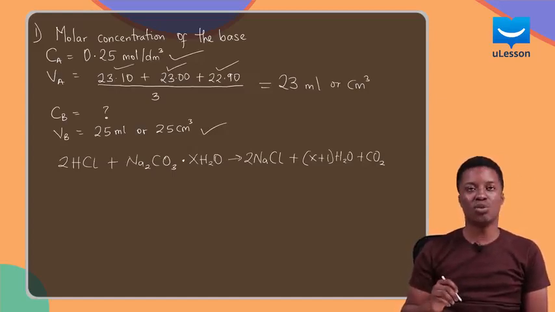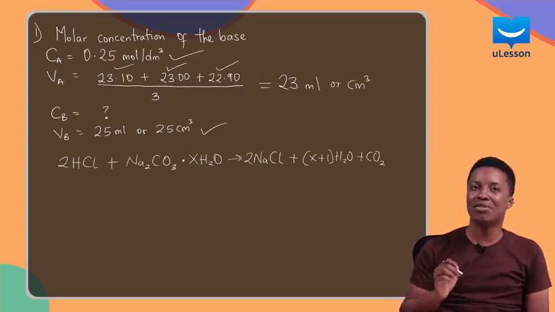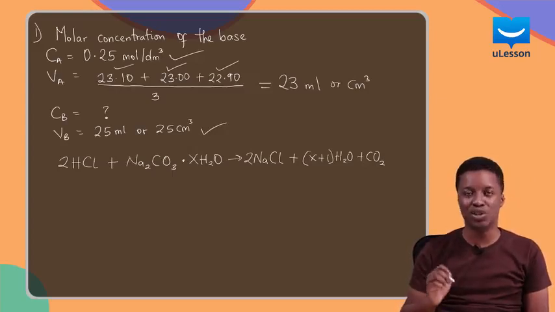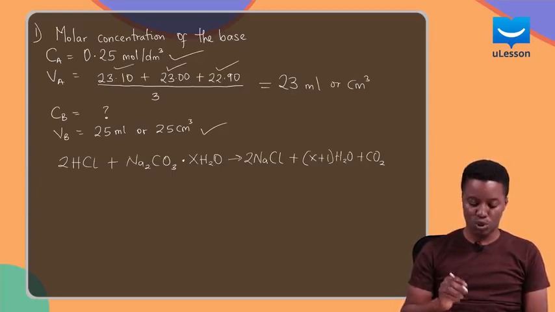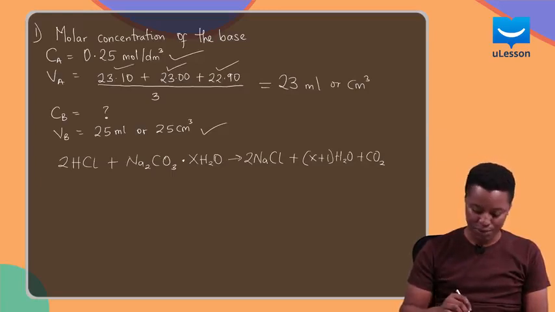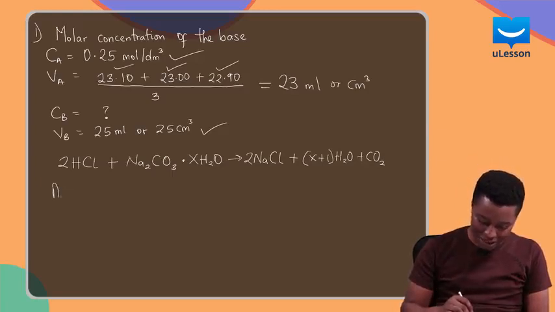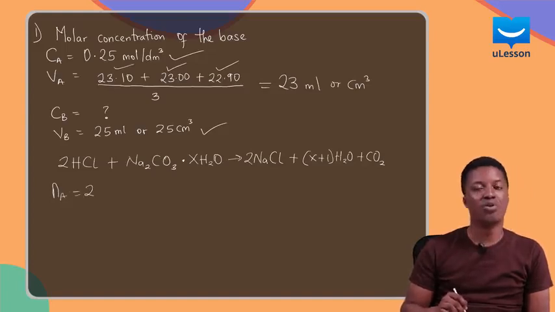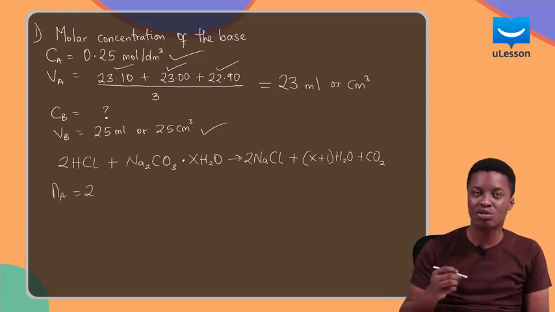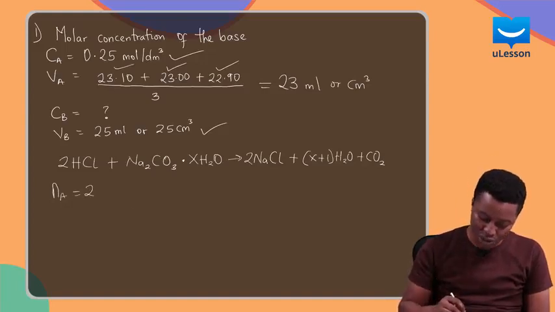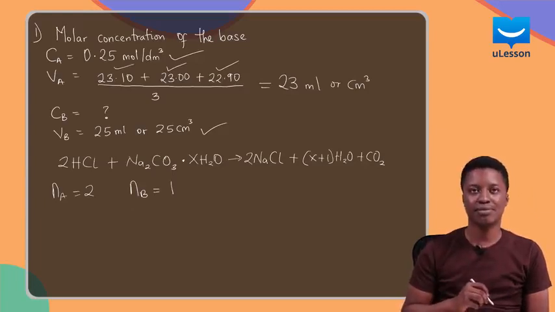Next thing we need to solve this question is the number of moles of acid and number of moles of base used. Now, we can obtain that from our balanced chemical equation. From this equation, you can see that 2 moles of acid, HCl, so Na is equal to 2, reacts with 1 mole of base, which is the hydrated sodium trioxocarbonate 4. So the number of moles of the base will be equal to 1. With this, we can now solve.